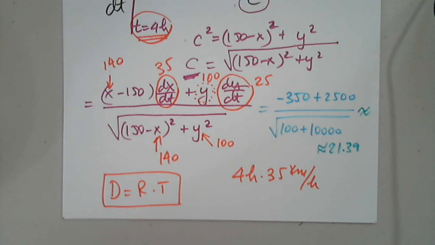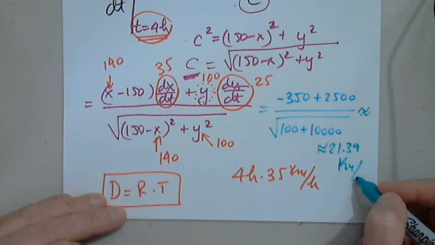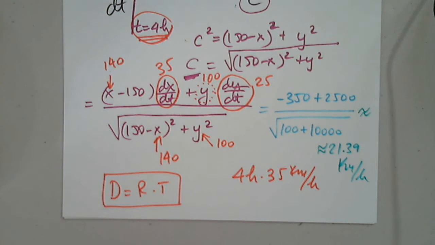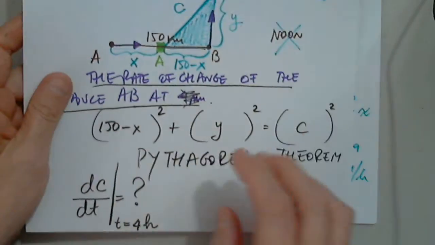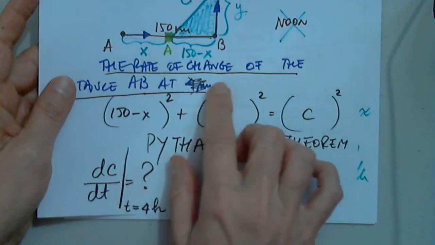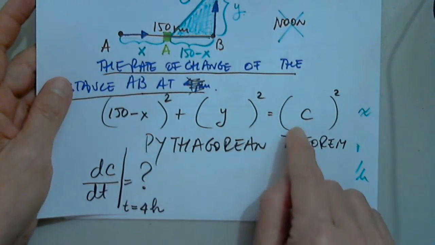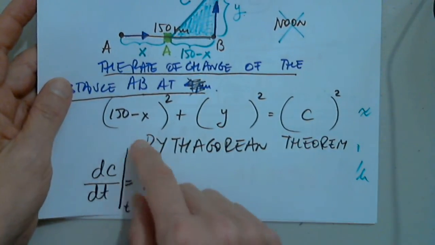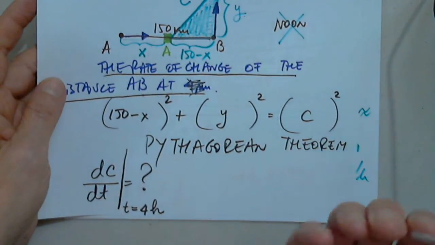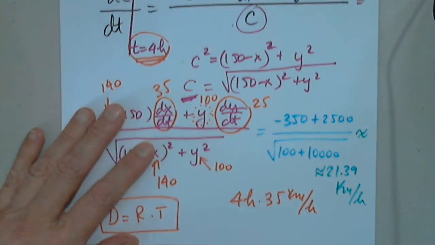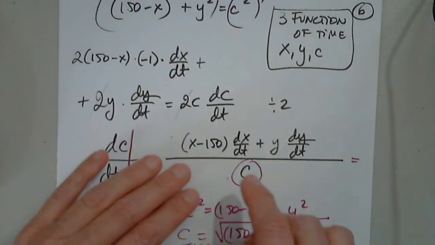Kilometers per hour. Excellent. Yes, it's the rate of change of distance with respect to time. Awesome. Great job. So again, what did just happen here? We determined an equation. If the functions are related through this equation, their rates of change would be related somehow. What is the relationship between their rates of change?